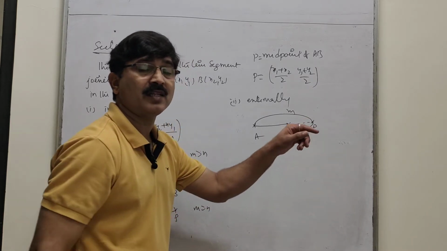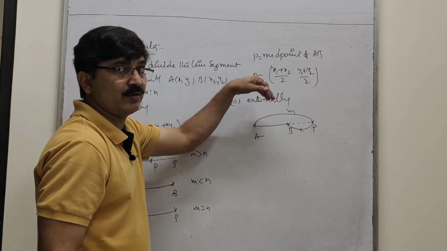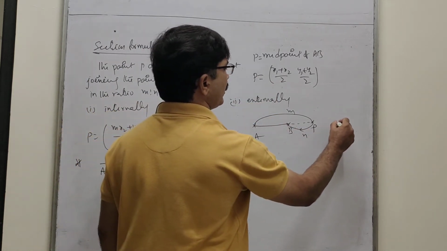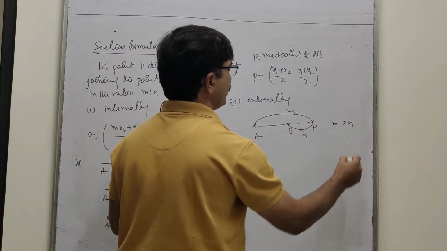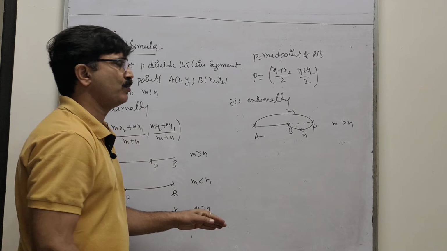That's the reason in the ratio I wrote minus. Minus indicates coming back, negative direction. So this is N. So what happened here? M is greater than N means P is after B we will get. P is after B you have to plot.